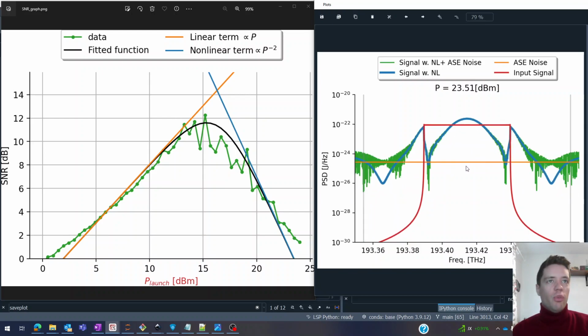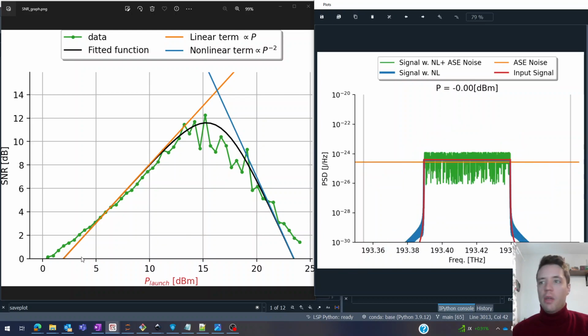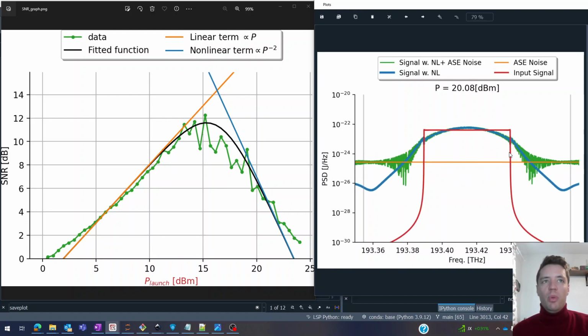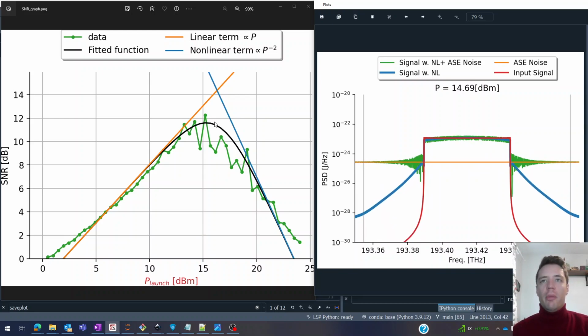ratio. So just to make things really clear, this is a case where we have a very large amount of nonlinear noise. This is a case where we have a very large amount of linear noise comparatively. So what we can see is that somewhere in between, around 15 dBm, we have an optimal sweet spot power where neither of these effects is completely dominant. In that case, we get a very high signal-to-noise ratio.